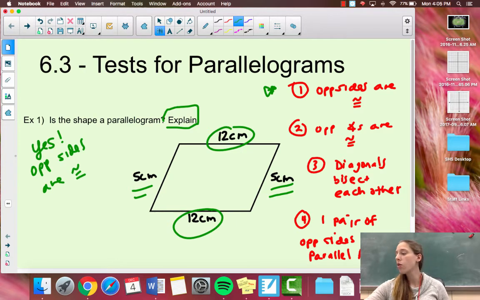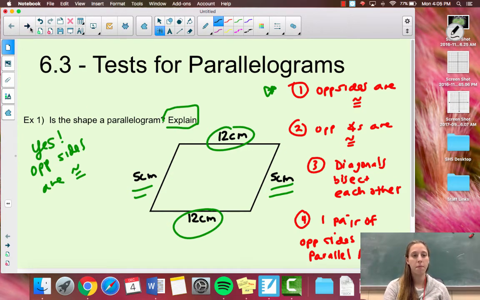Done. So they don't take a lot of explanation to go with them, but you have to make sure that it applies to one of the 4. And notice that we have to have both pairs of opposite sides, not just one pair. Very important. All right, so let's look at another example.